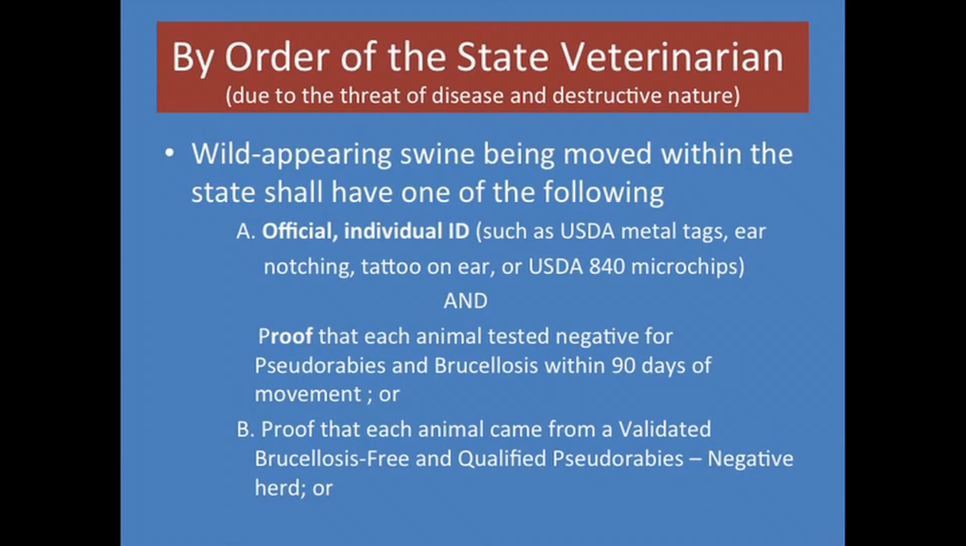By order of the state veterinarian, due to the threat of disease and destructive nature, wild-appearing swine being moved within the state shall have one of the following: A. Official individual ID such as USDA metal tags, ear notching, tattoo on the ear, or USDA 840 microchips, and proof that each animal tested negative for pseudorabies and brucellosis within 90 days of movement. Or B. Proof that each animal came from a validated brucellosis-free and qualified pseudorabies negative herd.